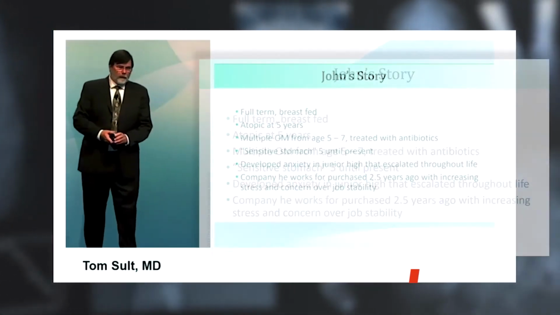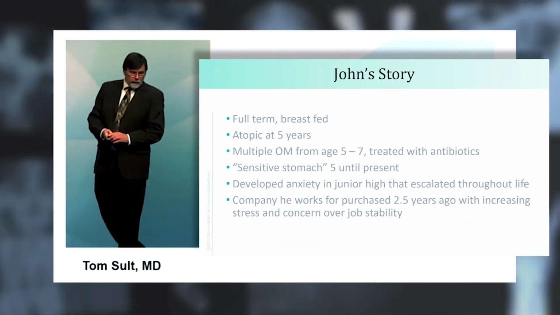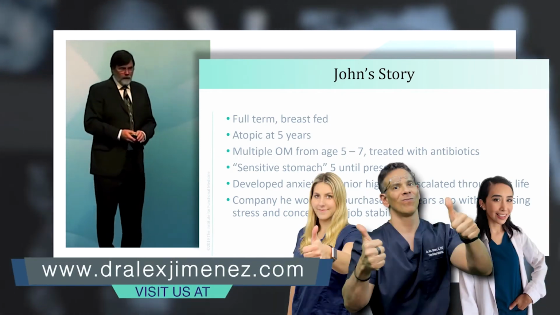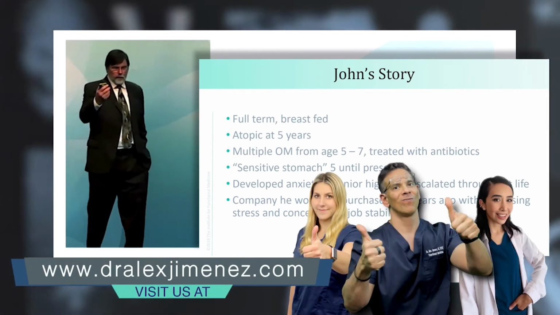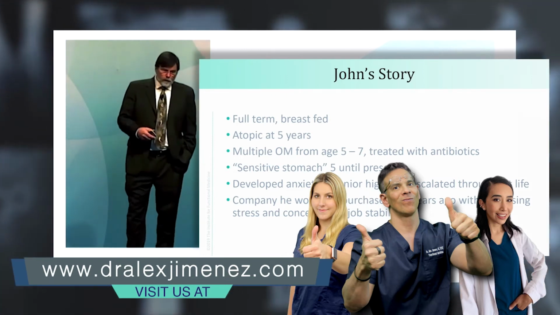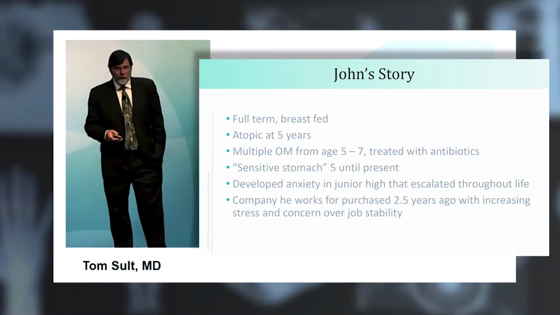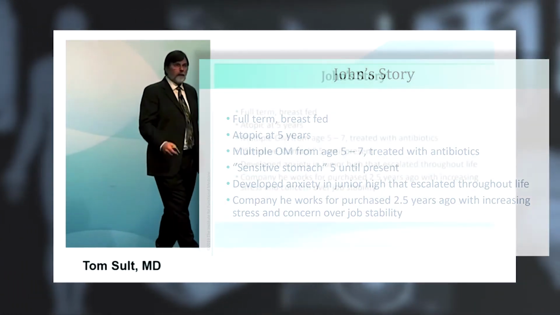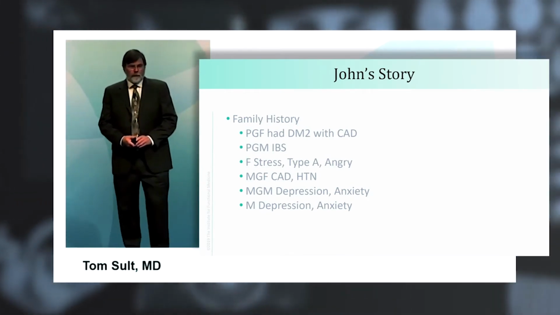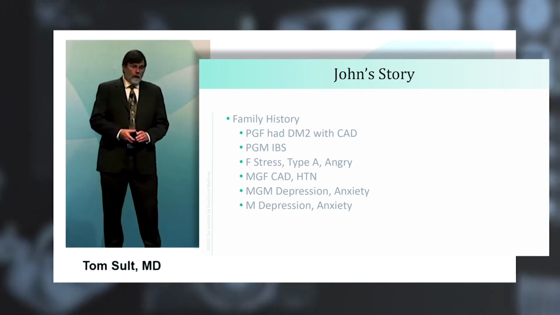So John was full term. He was atopic at about 5. He had multiple ear infections between 5 and 7 with antibiotics. He had a sensitive stomach from about 5 years of age until the present. He developed anxiety in junior high that escalated throughout his life. The company he worked for was purchased about 2.5 years ago, which caused great uncertainty and concern about his stability and livelihood. He has a paternal grandfather with type 2 diabetes and coronary artery disease, and a paternal grandmother with IBS.